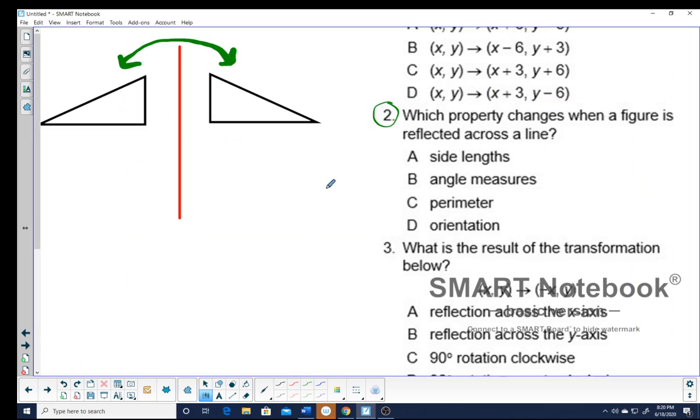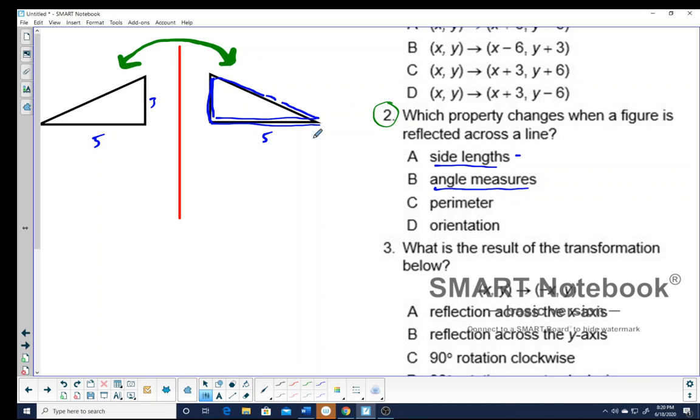On number 2, which property changes when a figure is reflected across a line? Well, think about any figure. Say you start with this triangle right here. If you reflect it across the line or flip it, it's going to now look like this. So notice that it is sitting in a different position. Did the side lengths change? No. Whatever this side is here, if it's, say, 5, this side would still be 5. Say this side is 3, well that side is still 3, and so on. So the side lengths didn't change.